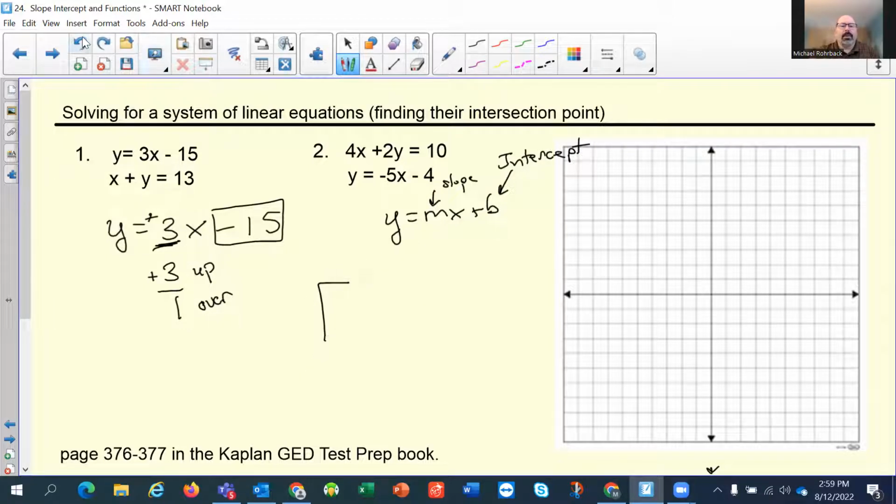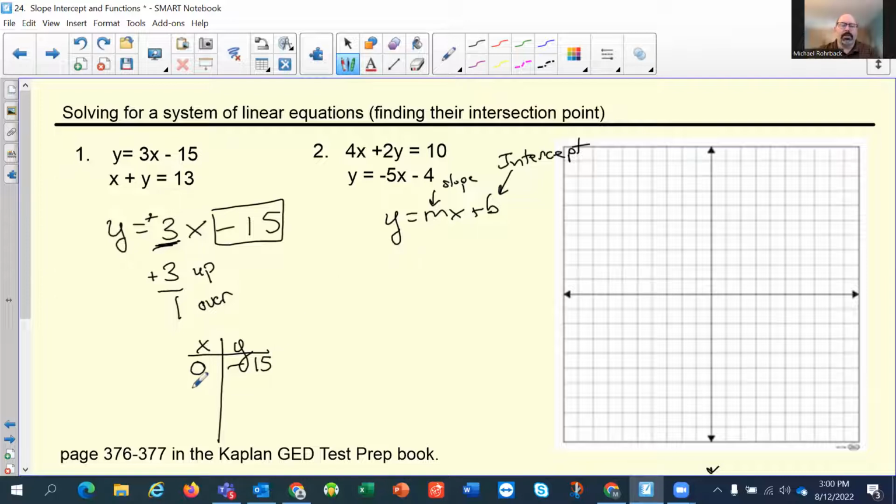How do we get a point? This comes back to the good old x, y, t chart, the T being the shape of the chart. So x, y. We could pick 0 for x, but we already know that if we put a 0 in for x, then 3 times 0 is 0 and y is negative 15. That's called the y-intercept, which is why we put the 0 in. We know the line is going up in a positive direction, so let's try a point somewhere over here on the x.